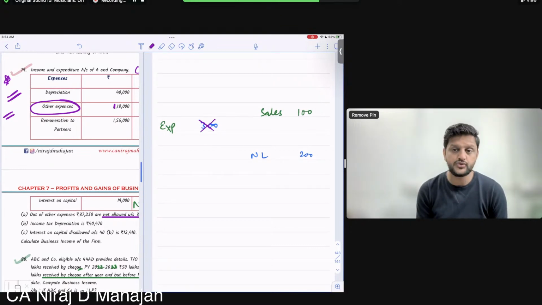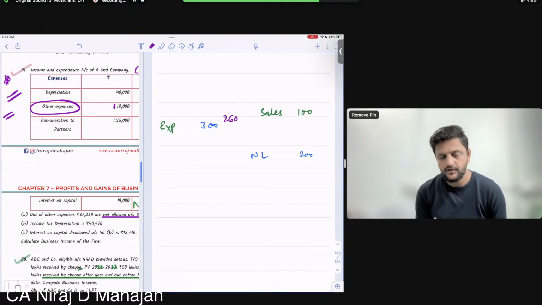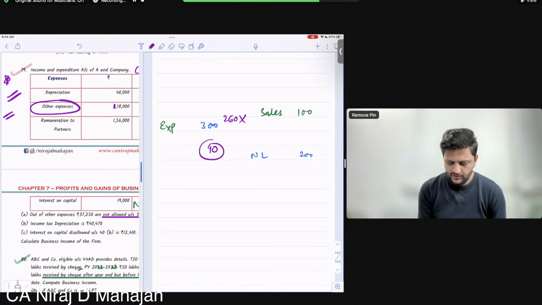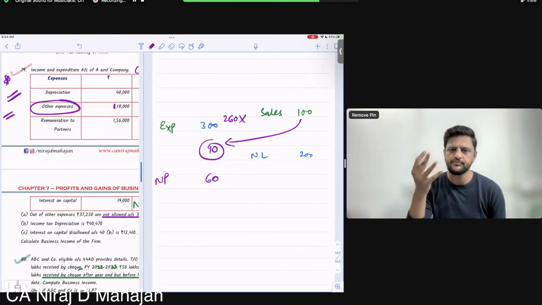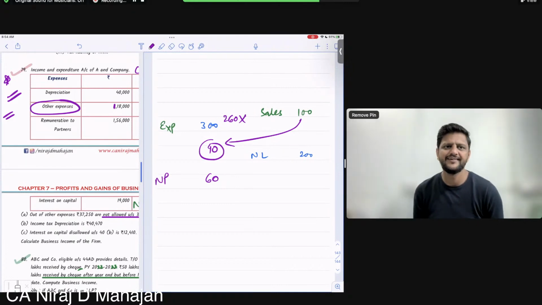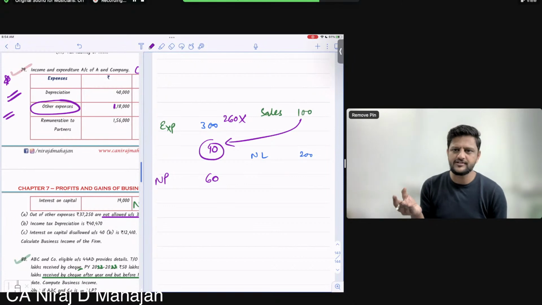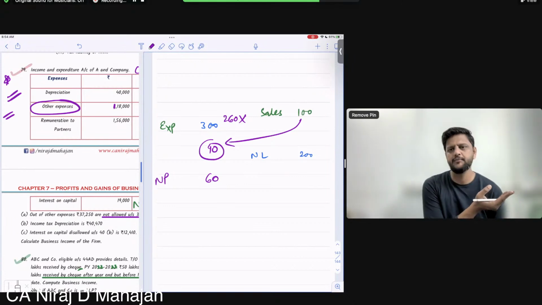So children, this 260 itself is, let us say, disallowed. So how much expenditure is actually allowed? 40. So 100 minus 40, 60 will be my net profit. Understood? Basically, as per the books it can be a different scenario, and as per income tax computation it can be a different scenario. Understood everybody? All of you?